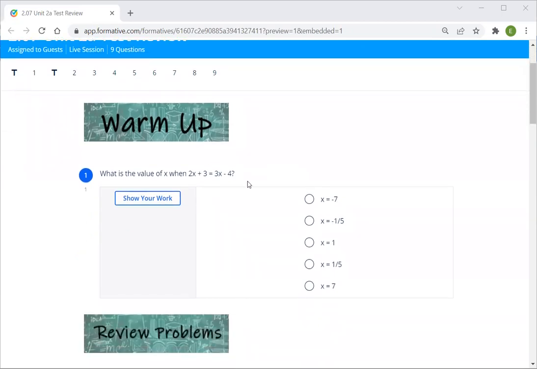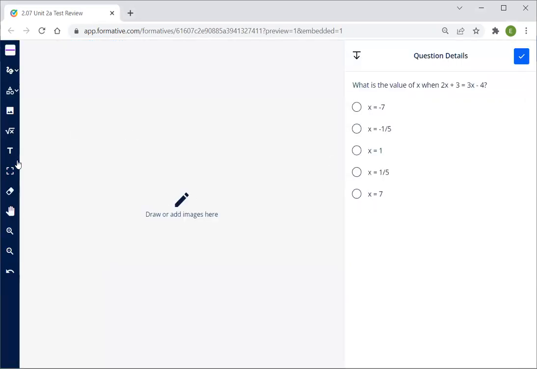So the first question is a solving question. It says, what is the value of x? So go ahead, pause the video and try to solve this on your own. All right, let's go ahead and check out how you did.